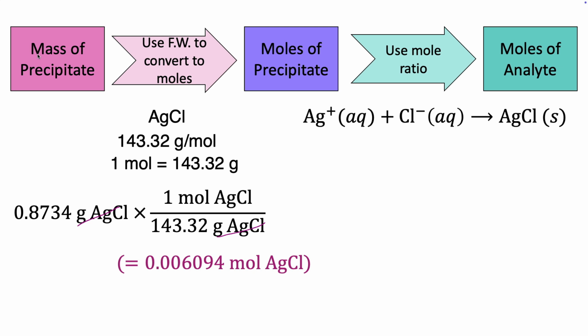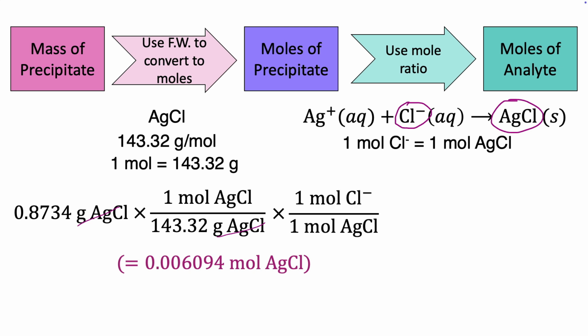Next, you'll use the mole ratio from the balanced equation. Here you can see that for every mole of chloride you start with, you make 1 mole of silver chloride. So now you'll put in your conversion factor based on the mole ratio and double check your units. You can see that in order to end up with 0.006094 moles of silver chloride precipitate, you must have started with the same number of moles of chloride.